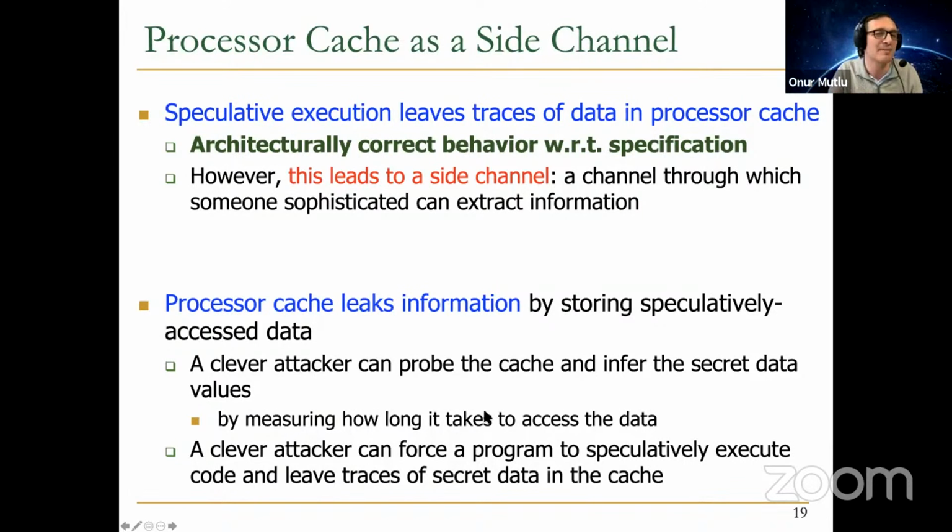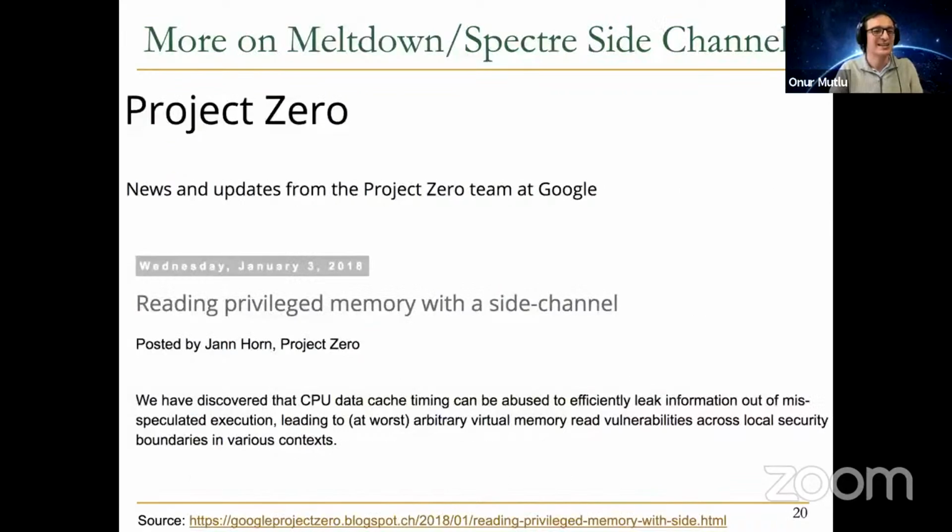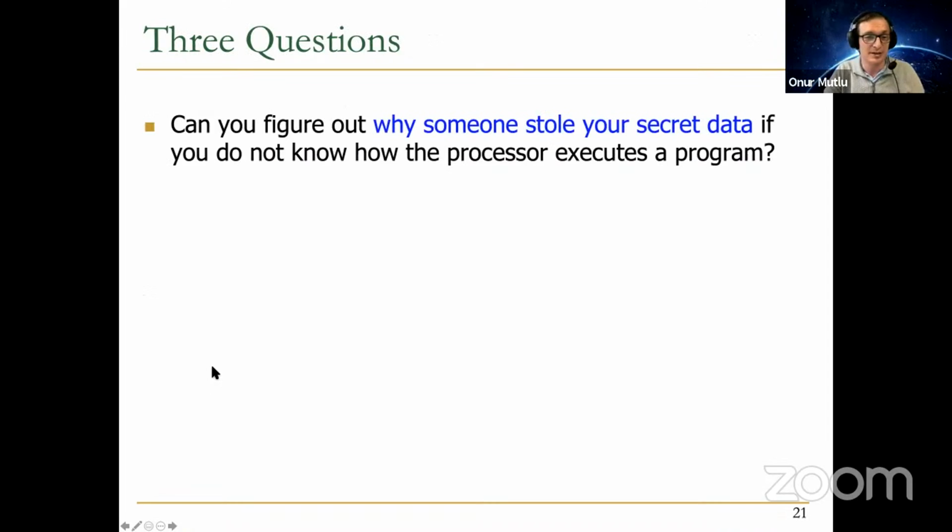This is where things become a little bit more complicated, because you don't access the secret data directly. You really access something that enables you to infer the value of the secret data, and the way you infer this is by measuring how long it takes to access the data. So a clever attacker can force a program to speculatively execute code and leave traces of secret data in the cache. This is a sophisticated attack. It's not an easy attack. RowHammer is actually much easier compared to this, I will say. This was reported by Google Project Zero, Jann Horn. You can read this. There are also other papers.